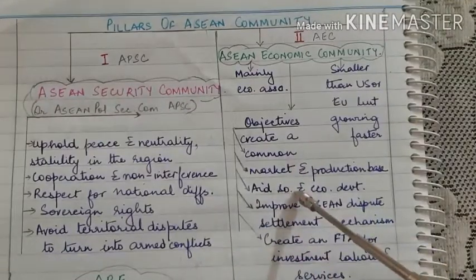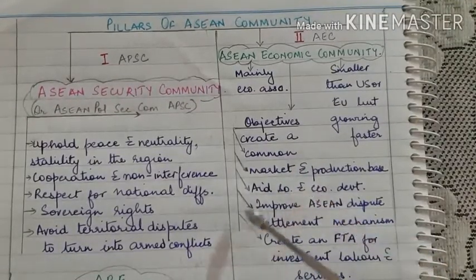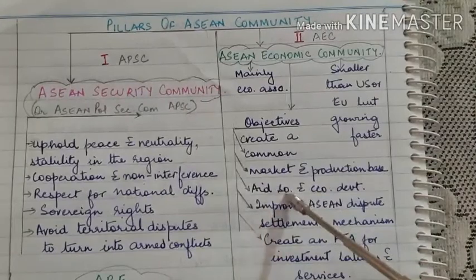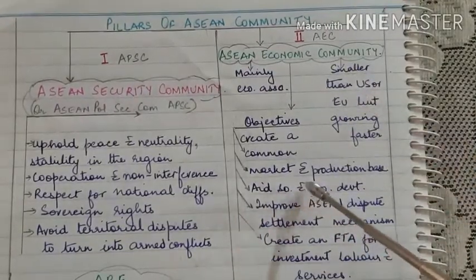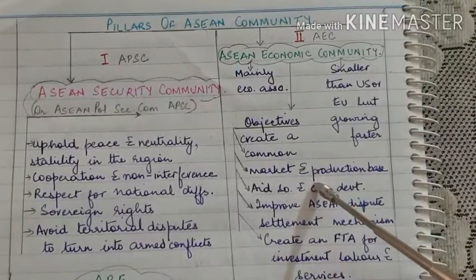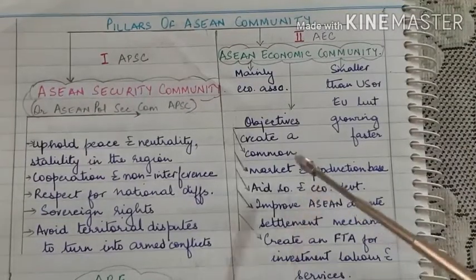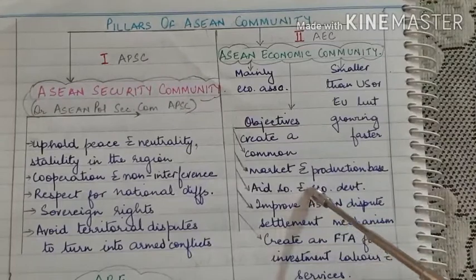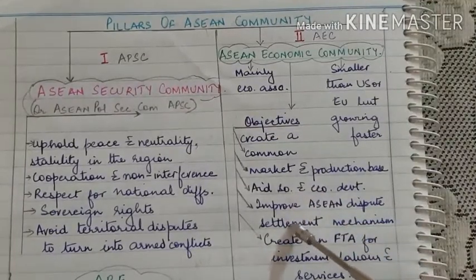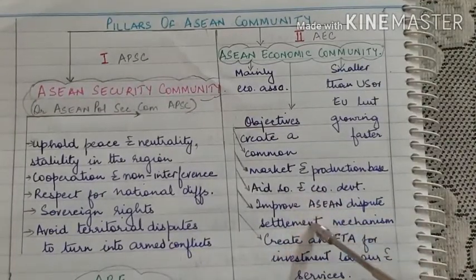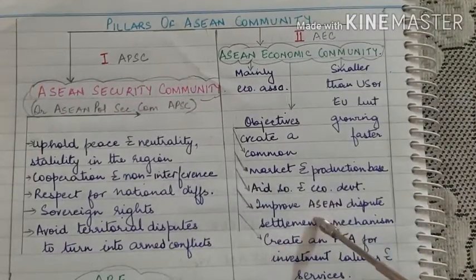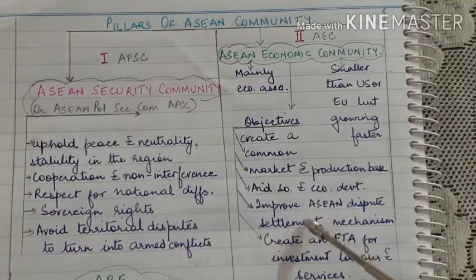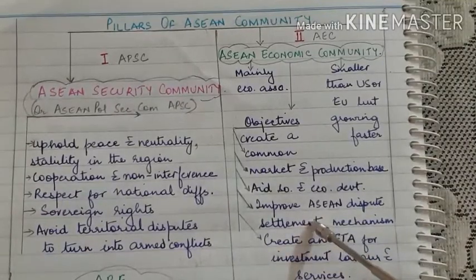Second is aid to social and economic development, to help the social and economic development of the Southeast Asian region. That was another attempt of the ASEAN Economic Community. Next is to improve the ASEAN dispute settlement mechanism. Whatever disputes were there because of the economy, a mechanism was set up to settle those disputes.